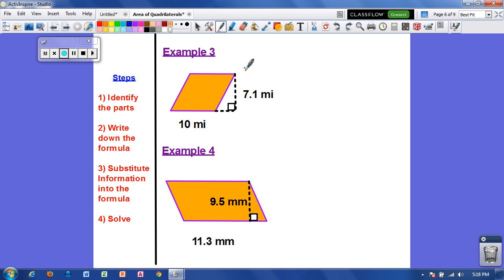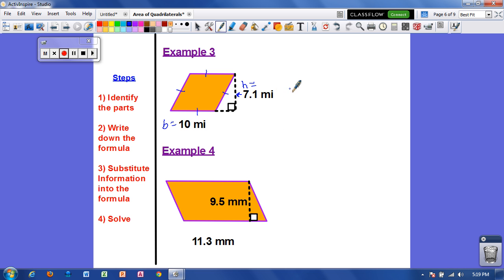Alright, example 3. We actually have a rhombus. That means all 4 of these sides are going to be congruent. But keep in mind that the base and the height are not going to be equal on a rhombus. So on this rhombus, it looks like we have a base of 10. And as you can see here, our height is measured on the outside. So this height equals 7.1.